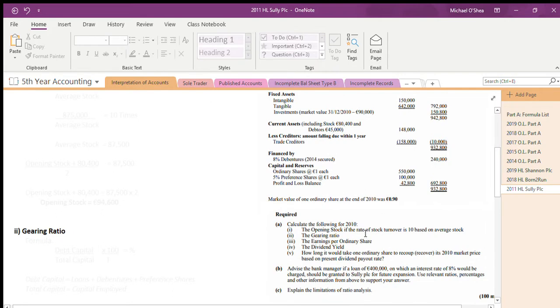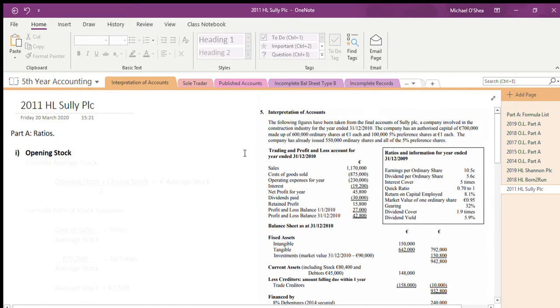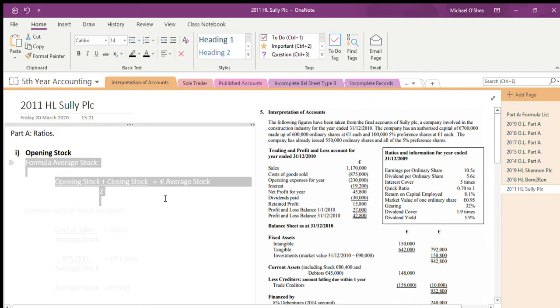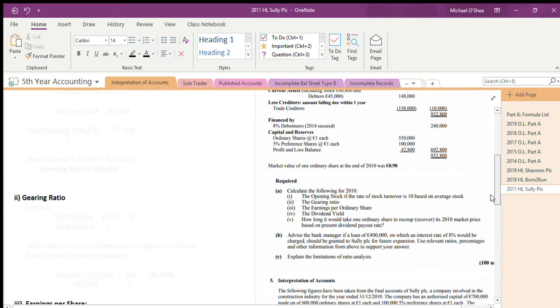I'm told the rate of stock turnover is 10 based on average stock. So I'm given the rate of stock turnover answer, and I'm told it's in relation to average stock. Well, the average stock formula, which we won't be able to fill out, is opening stock plus closing stock divided by 2 equals average stock. So I don't have average stock yet. When I get that, I'll be able to find opening stock. So how do I find average stock?